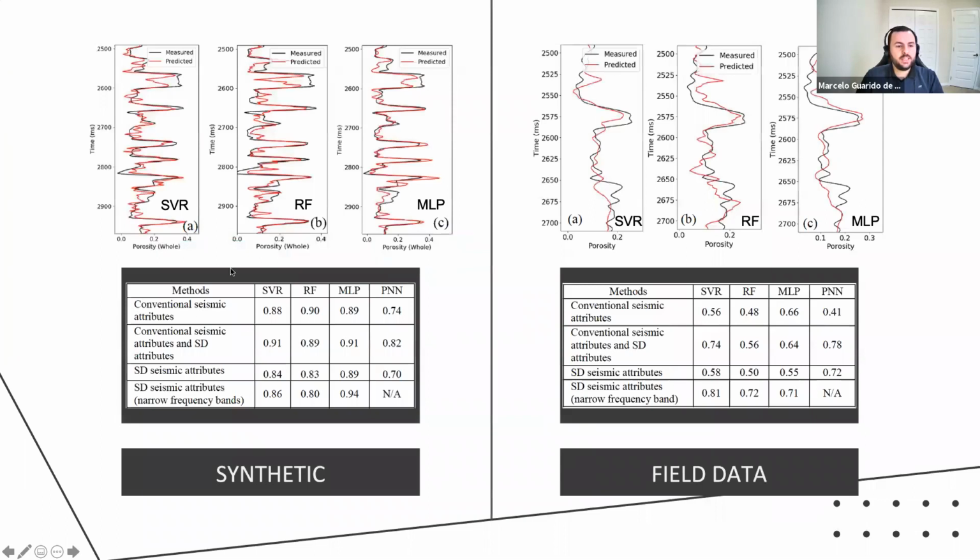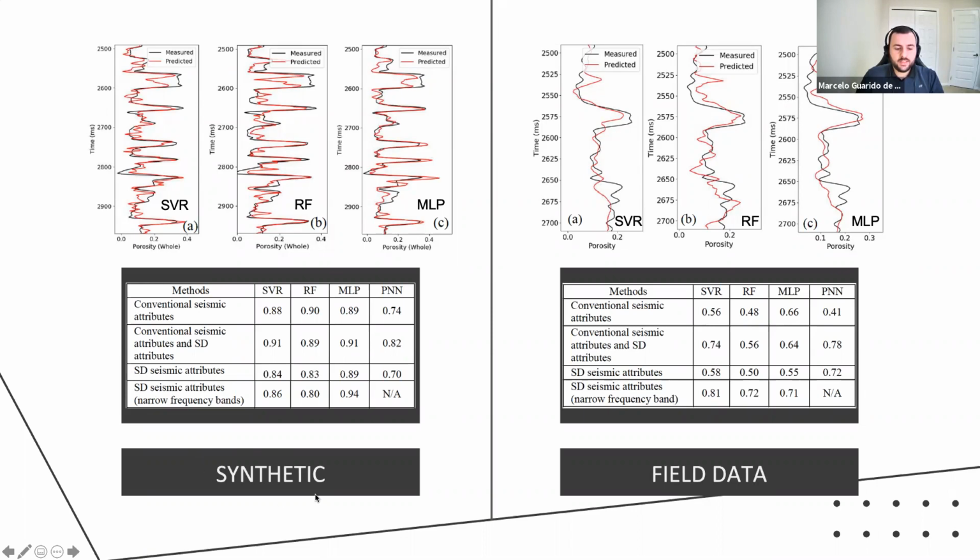And they do that by comparing three different machine learning methodologies: the support vector regressor, the random forest, and the neural networks, or multiple layer perceptron. And they try different input features. The first one is just the conventional seismic attributes, or just a seismic trace. The second one is a combination of the seismic trace plus the spectral decomposition. Then only the spectral decomposition, and the spectral decomposition with narrow frequency bands.